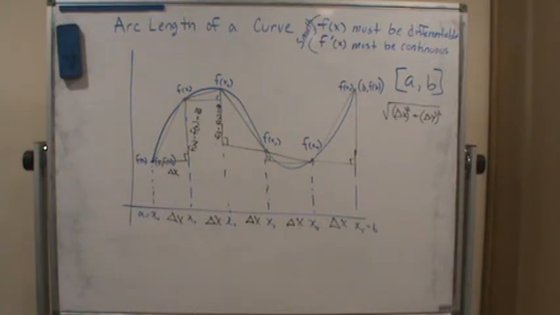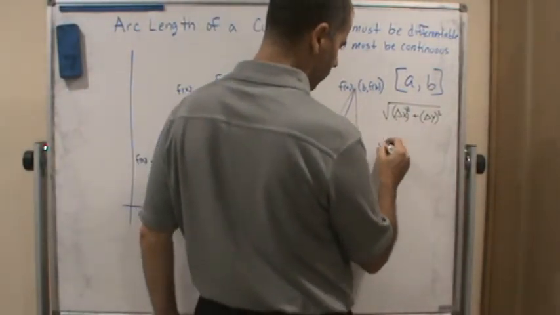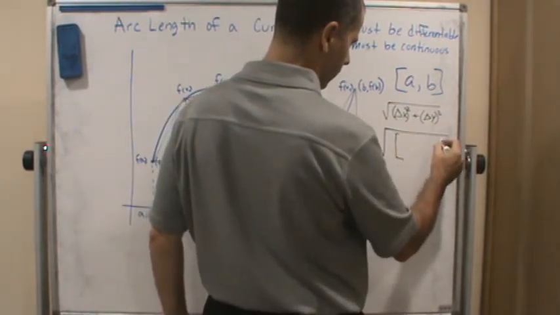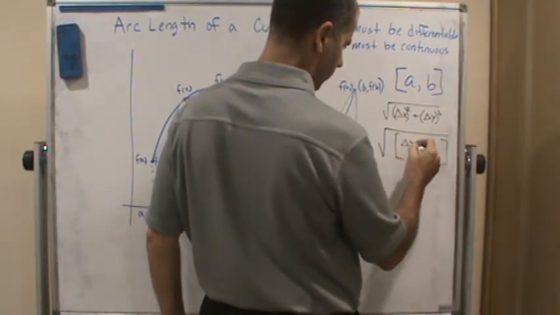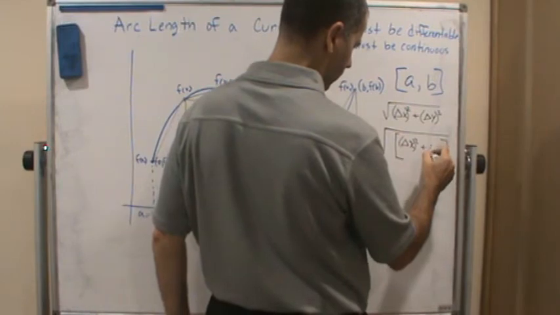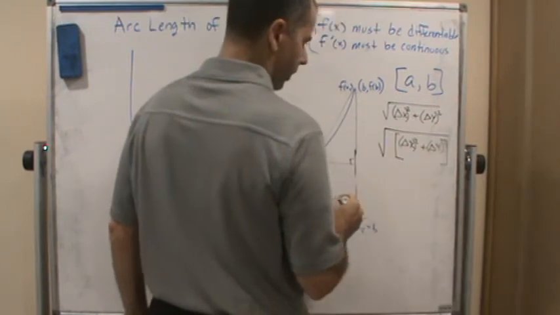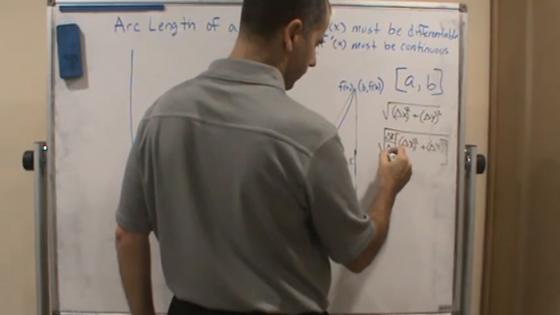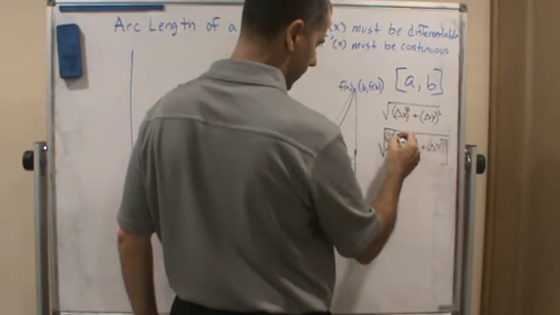Now, we can rewrite this. So if I rewrite this, I'm going to show you what I mean. We're going to take this and I'm going to multiply the top and the bottom by delta x squared.